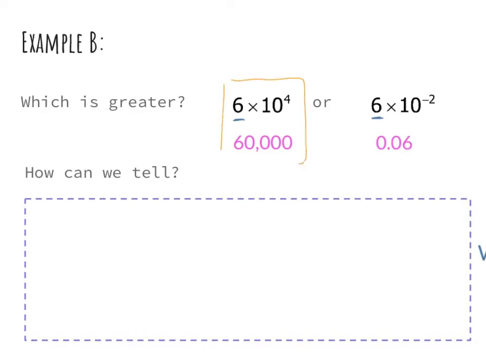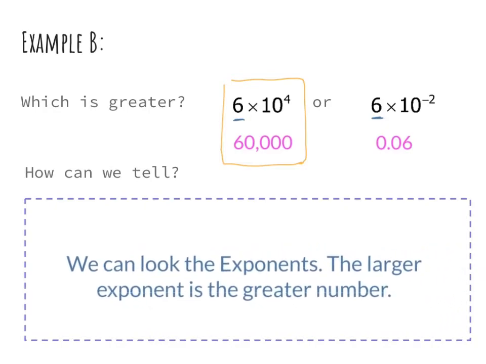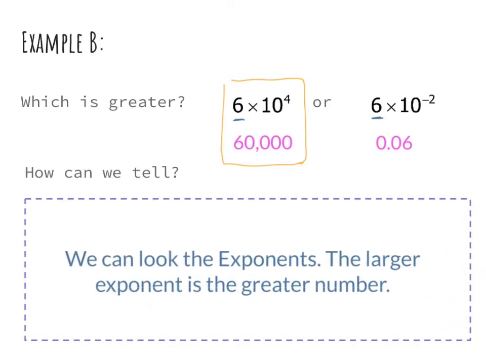However, there's a much faster way to do this. The way that we can do that's much faster is we can look at the exponents. The larger exponent is going to be the greater number. In this case, I have a positive 4 on one exponent, and I have a negative 2 as my other exponent. So I don't even have to take a look at the numbers. I just know that anything to the 4th power is going to be way larger than a number to the negative 2nd power.